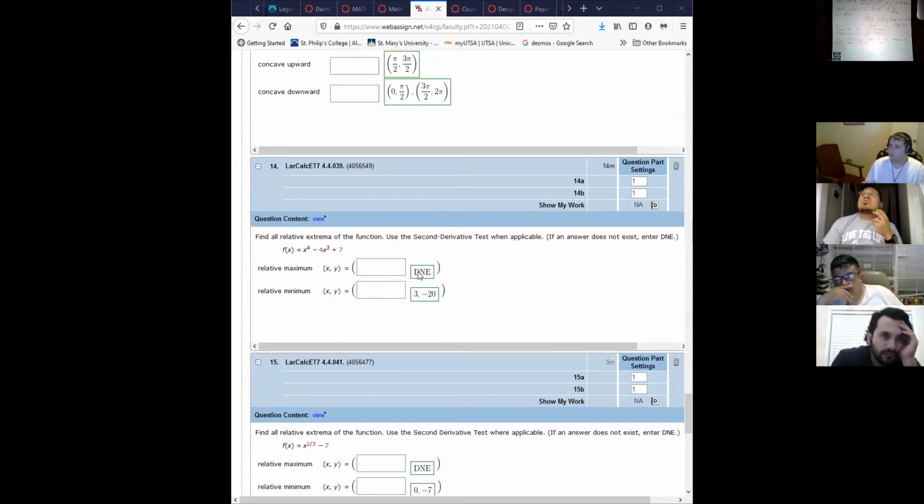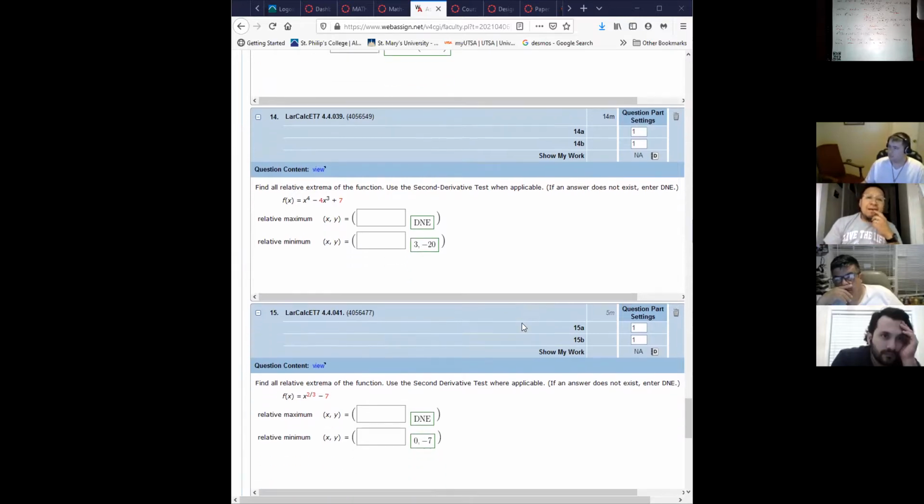You guys have any questions? So the big picture for 4.4 is, can you take two derivatives? Can you find critical numbers? Can you find inflection points? Can you find out where it's concave up, where it's concave down, using derivatives and not a graph? That's the goal of 4.4. Okay.